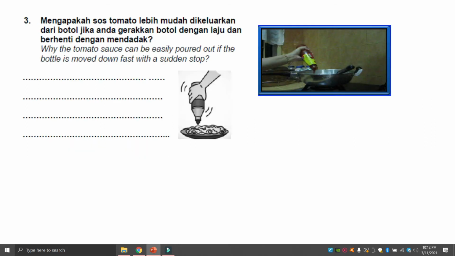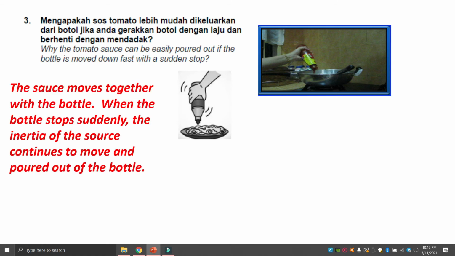Then for number 3, this one you always do at home, right? The sauce will not come out from the bottle. So what you have to do is keep shaking it until it comes out. Why can the tomato sauce be easily poured out if the bottle is moved down fast with a sudden stop? The sauce moves together with the bottle.